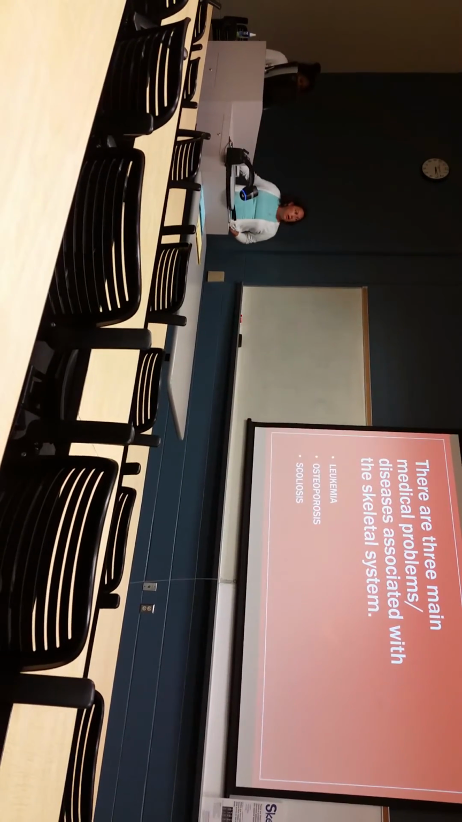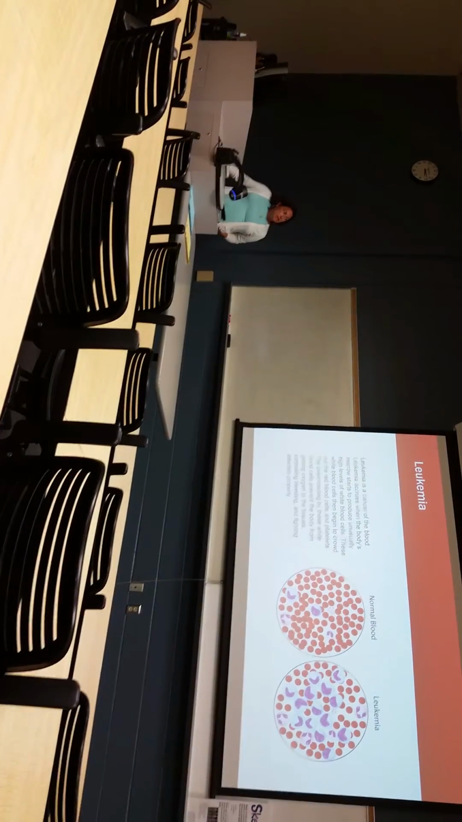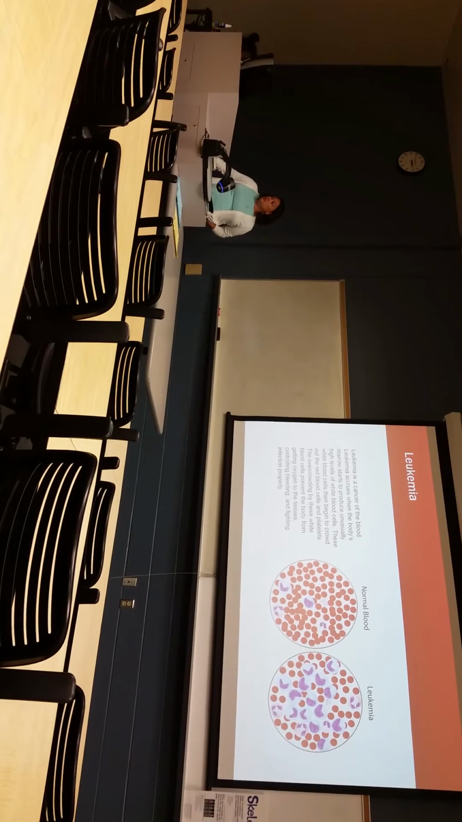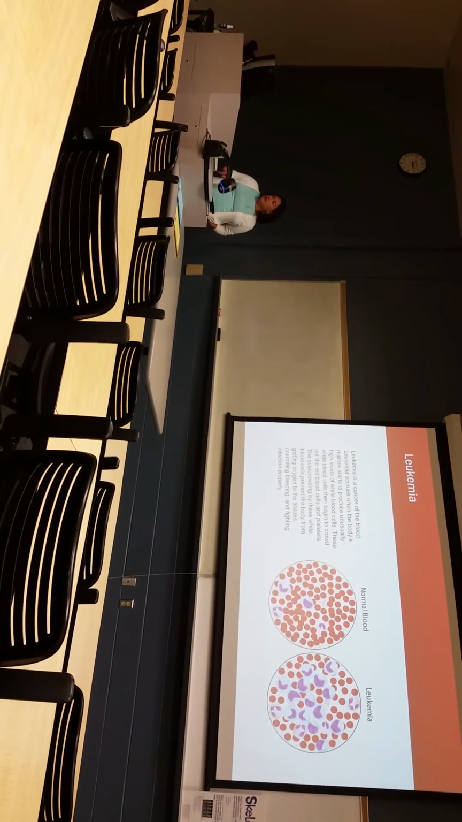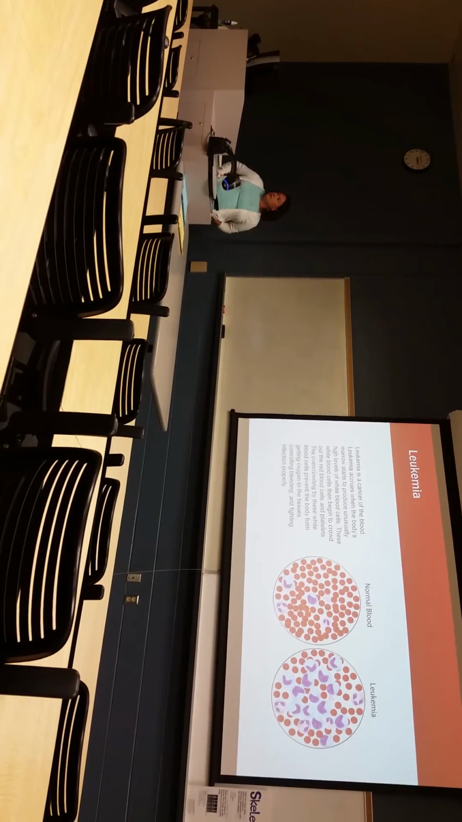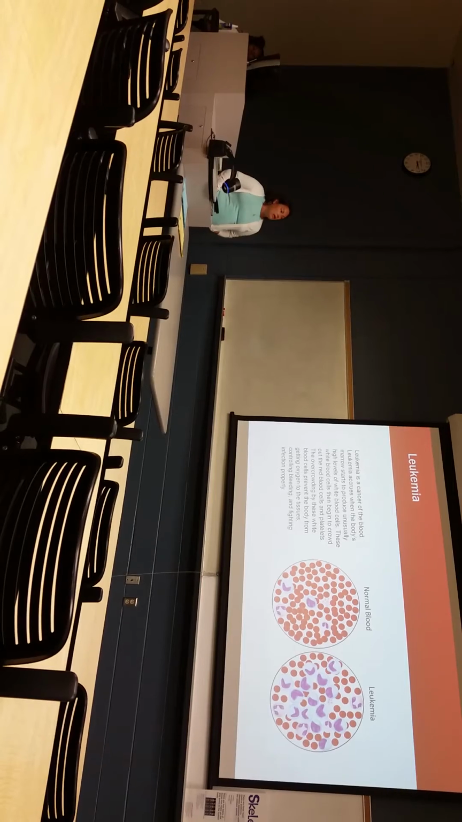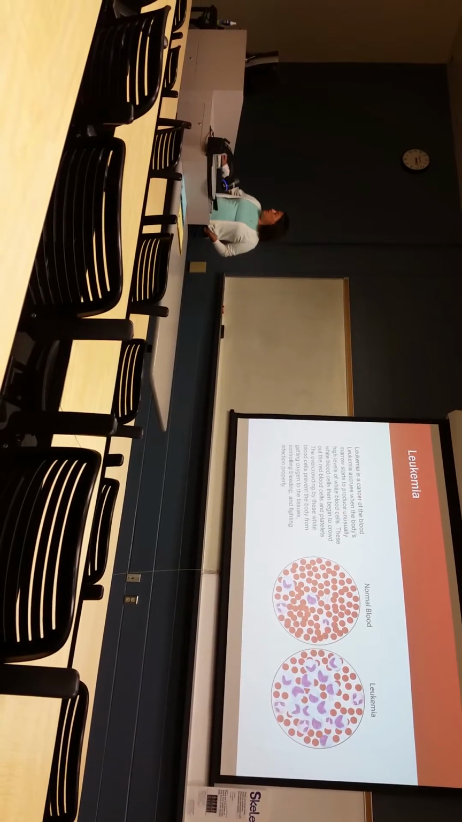There are 3 main medical problems or diseases associated with the skeletal system: leukemia, osteoporosis, and scoliosis. Leukemia is a cancer of the blood. Leukemia occurs when the body's marrow starts to produce too many white blood cells. These white blood cells then begin to crowd out the red blood cells and platelets. The overcrowding by these white blood cells prevents the body from getting oxygen to the tissue, controlling bleeding, and fighting infection properly.